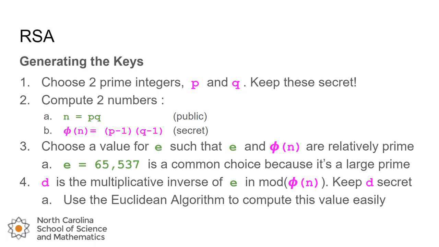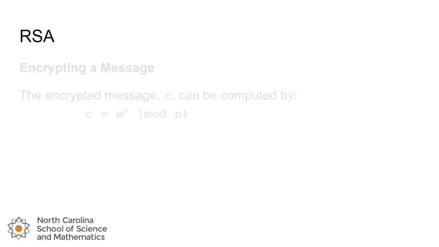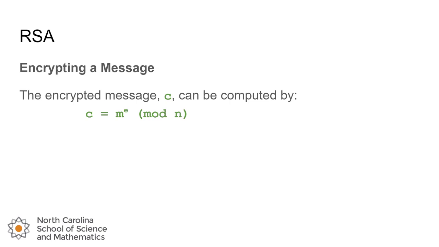That's the reason why we need to keep phi of N secret: if you knew that, you could quickly compute D, the inverse of E. So you need to keep that secret. All right, let's see how this works in practice here in just a moment. But first, let's see how we encrypt the message.